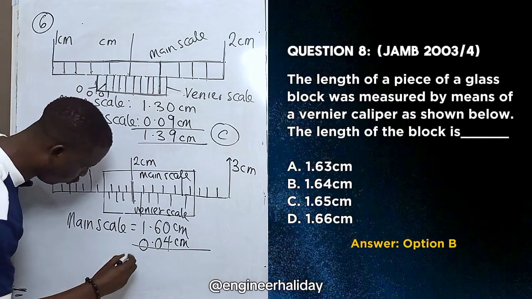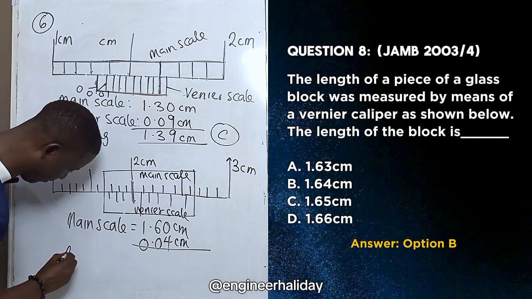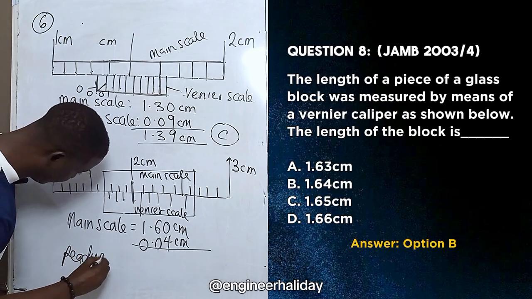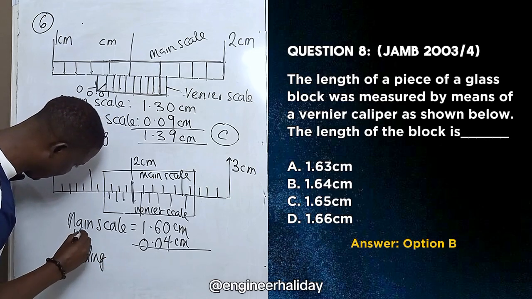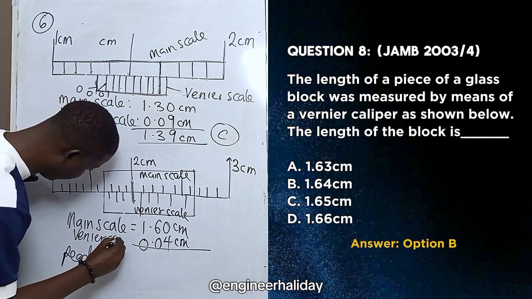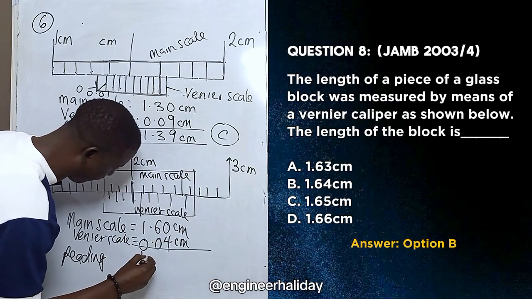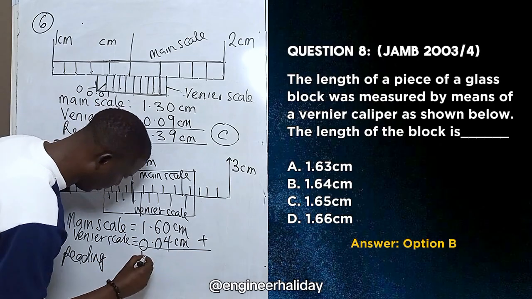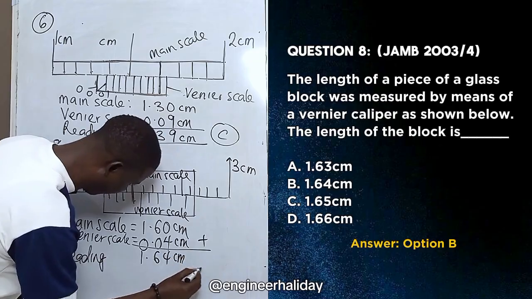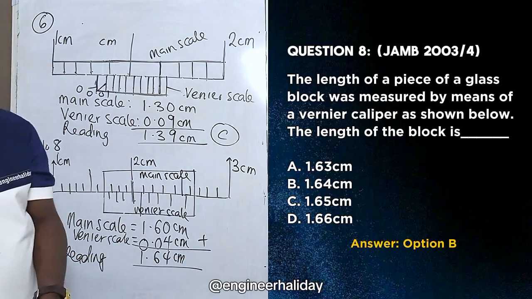So the final answer will now be equal to what? The total reading is the main scale reading plus the vernier scale reading. You add them together: 1.3 plus 0.04, which gives 1.34 centimeter. So that will be your final answer.